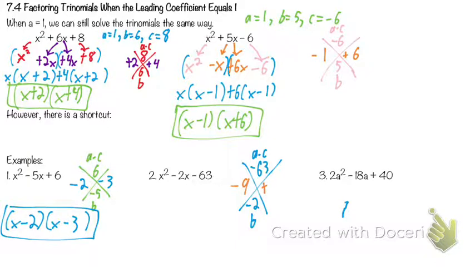-9, +7. Okay, can we do our shortcut here? Raise your hand if you can help me with one of the parentheses. Okay, Lainey. Parentheses, x minus 9. Awesome. Raise your hand if you want to help me with the other one. Okay, Tucker. Parentheses, x plus 7. Very good, and that's our answer.